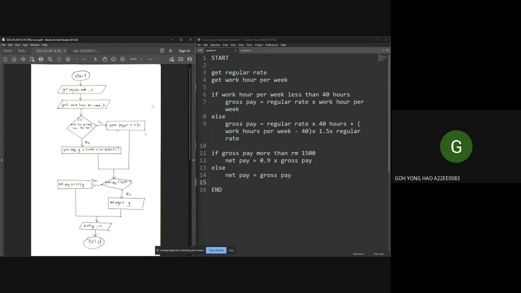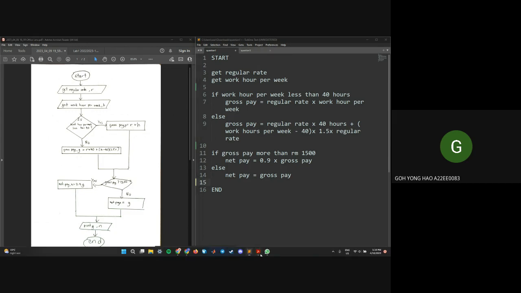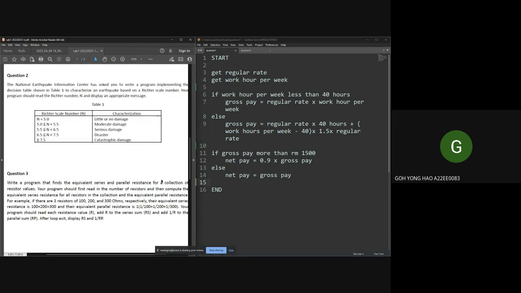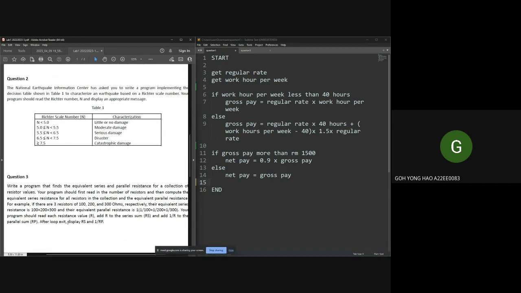Now, the next question. Question 3 is quite a long question. In general, it just wants us to calculate the equivalent series resistance and parallel resistance. For this case, we use the example values of 100, 200, and 300 ohms.